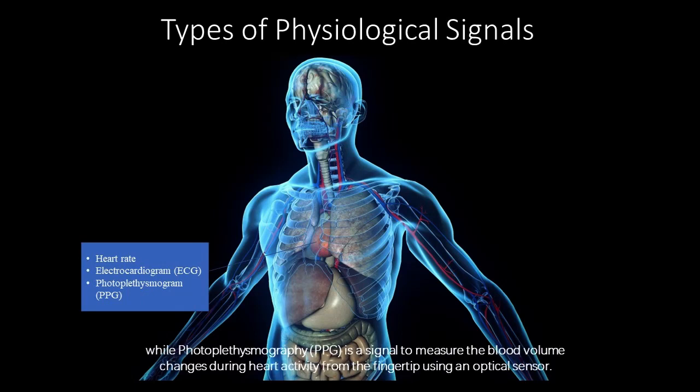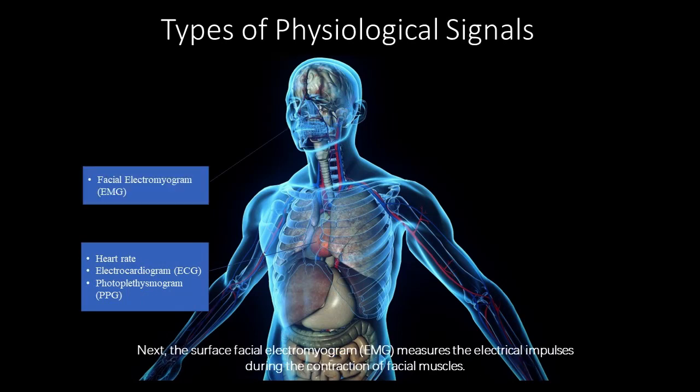While photoplethysmography, PPG, is a signal to measure the blood volume changes during heart activity from the fingertip using an optical sensor. Next, the surface facial electromyogram, EMG, measures the electrical impulses during the contraction of facial muscles. Also, studies have shown that the frowning muscle expresses our primary emotional evaluation of things we encounter.